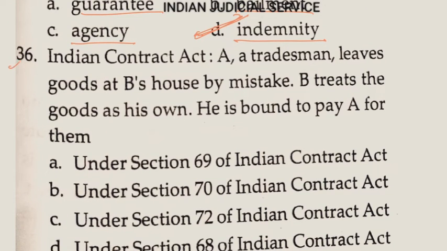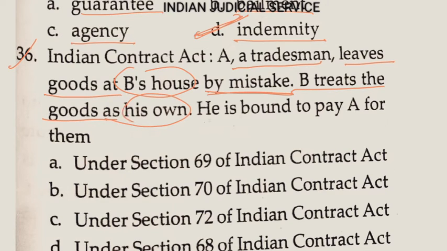Now question number 36, Indian Contract Act. A tradesman leaves goods at B's house by mistake and B treats the goods as his own. He is bound to pay A for them. So under which section? Under Section 70 of the Indian Contract Act. So the answer here is option B.